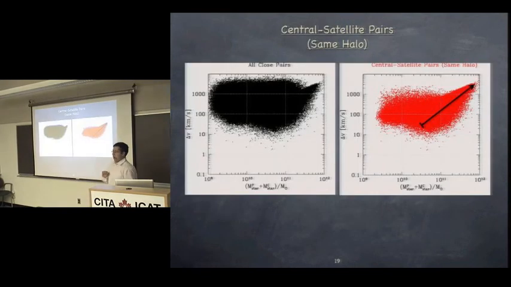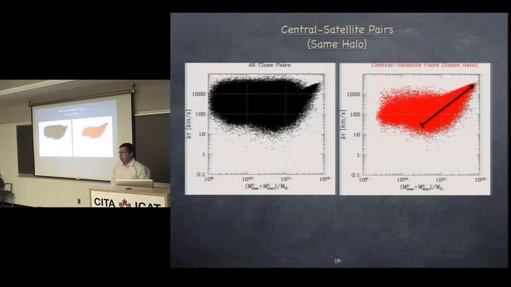So let's look at what happens when I only look at pairs, not in the five flavors, but only in the first flavor, the one that involves a central and a satellite. So this is all my pairs, and this is only the central satellite pairs. The trend here is really small. The moment you drop everything else and only keep central satellites, you see that the trend is very pronounced. So that shows you that it's important to think about dark matter halos and central galaxies and satellite galaxies when you're looking at pairs in the sky.